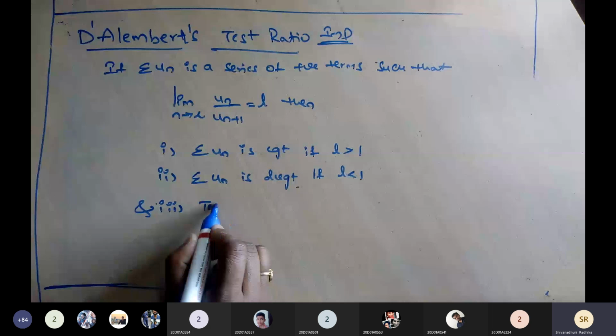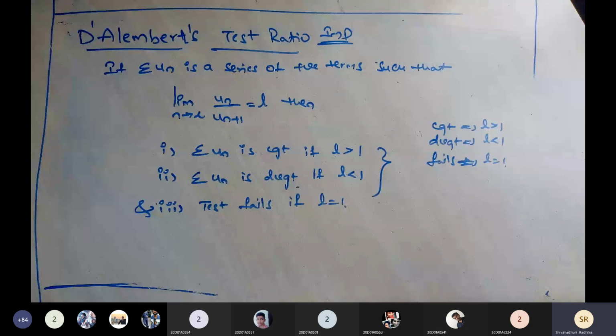Simply, by D'Alembert's ratio test, the given summation Un is convergent when L is greater than 1, divergent when L is less than 1, and the test fails when we get L value equal to 1. So this is D'Alembert's ratio test. Compulsorily you have to remember the total 3 conditions of D'Alembert's ratio test. Is it clear?